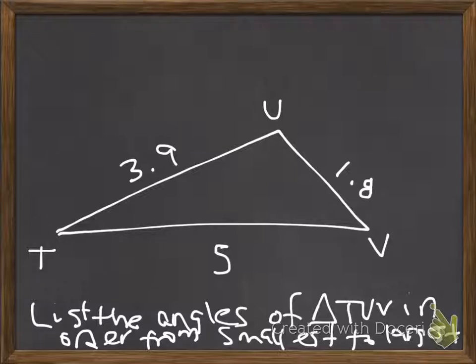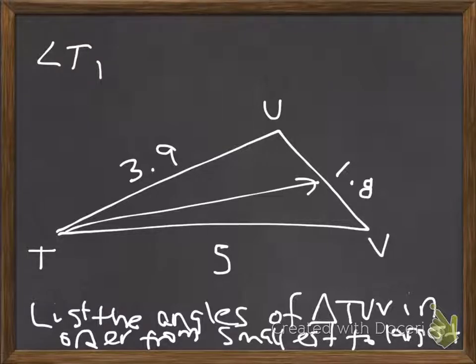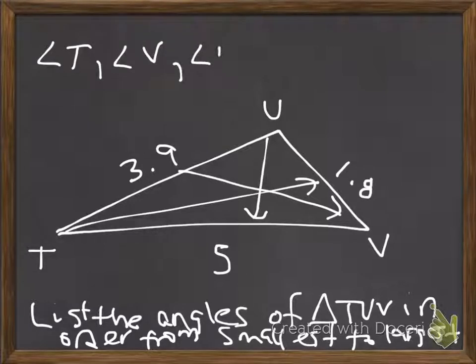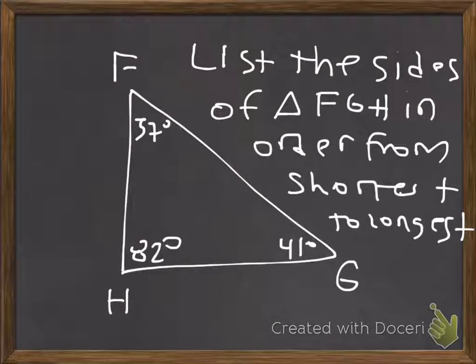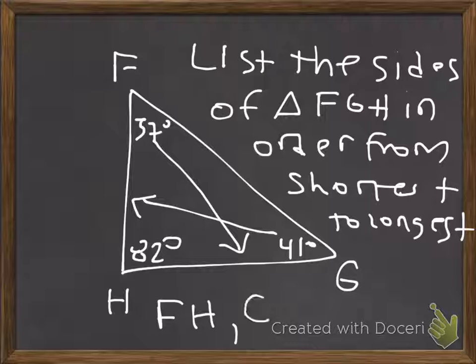So we're going to look at each side, and the smallest side is 1.8 across from angle T. Then you have 3.9 across from angle V, and 5 across from angle U. That's all you do. This is the same kind of situation except we're listing the sides. So 41, the smallest angle, goes to FH. 57 goes to GH, and 82 goes to FG.